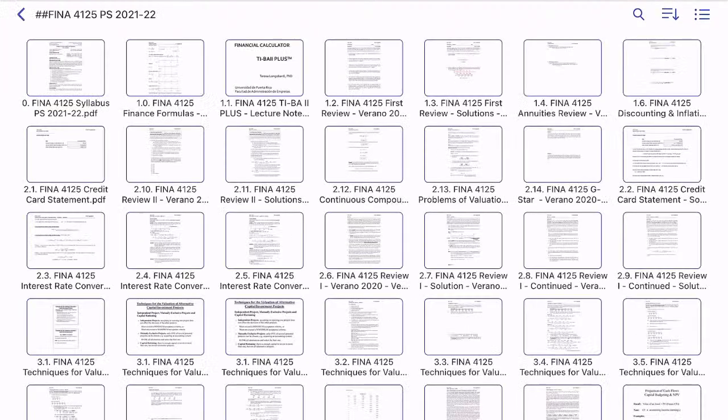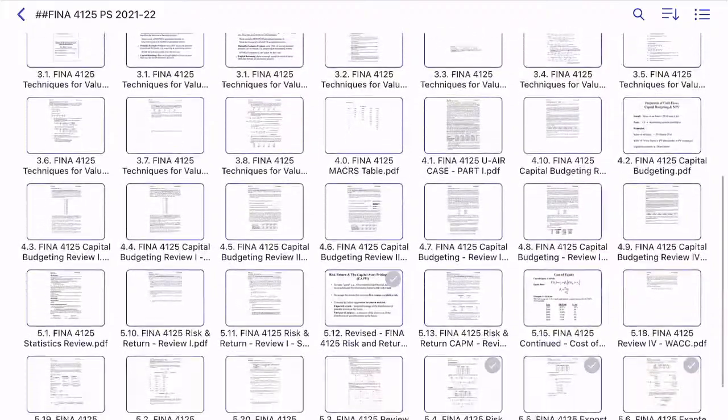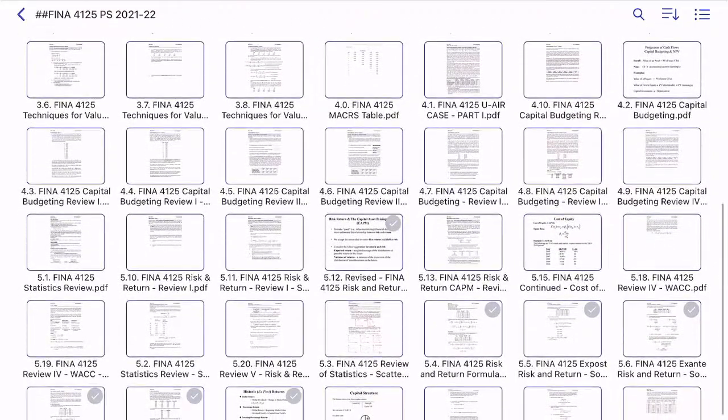5.9. That's not it. 5.9. 5.9 is here. Okay.